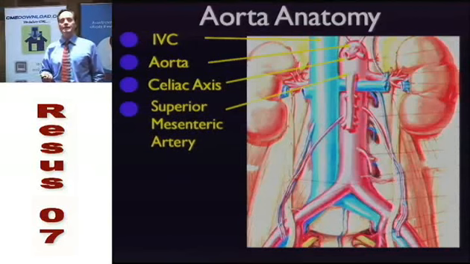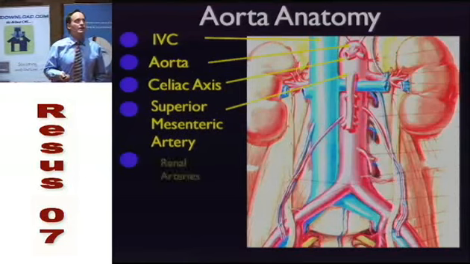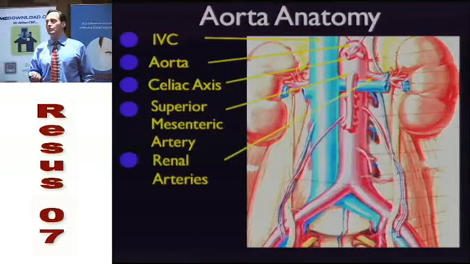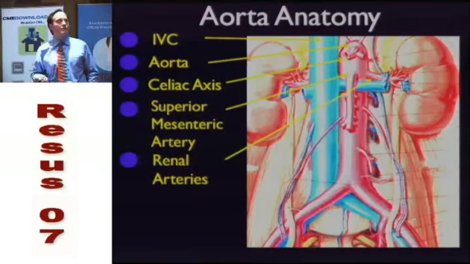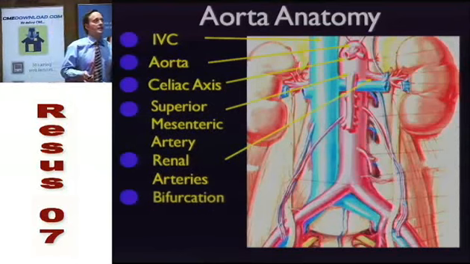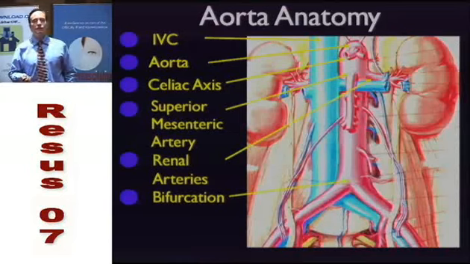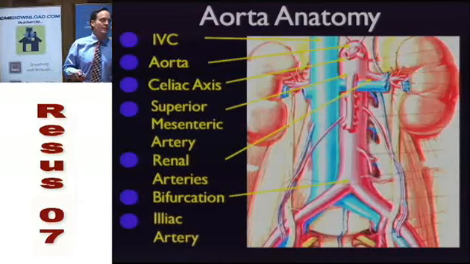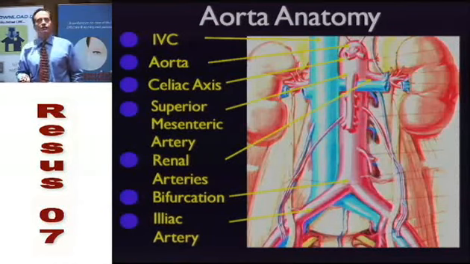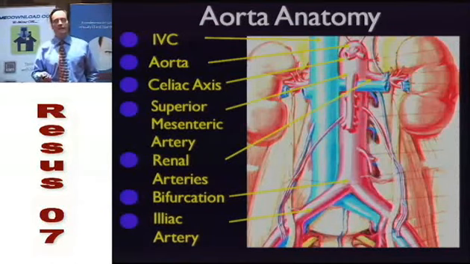Now, that's an important landmark because right about that level is where the renals come off, and most AAAs are going to be infrarenal, right, guys? Okay, below the level of the renals. So we really have to start paying attention here. And we're going to watch the aorta all the way down to bifurcation where it turns into the paired iliac arteries.